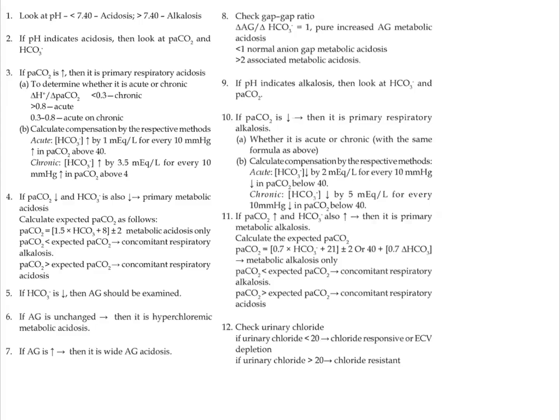That has to be minused by 40. This is your delta H plus. This is divided by delta PaCO2. If the patient's PaCO2 is 60, then 60 minus the normal, that is 40. When you do that, if the value you get is less than 0.3, it indicates chronic respiratory acidosis. If it is more than 0.8, then it is acute respiratory acidosis. If it is between 0.3 and 0.8, it is acute on chronic respiratory acidosis.